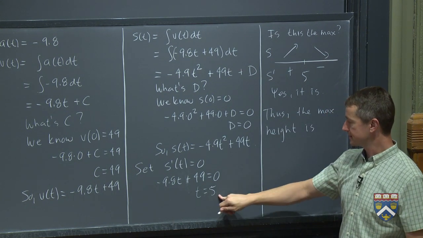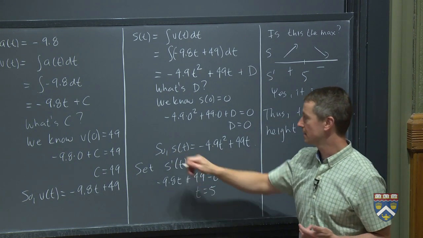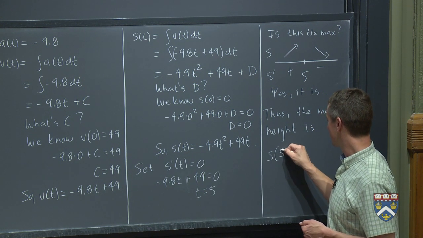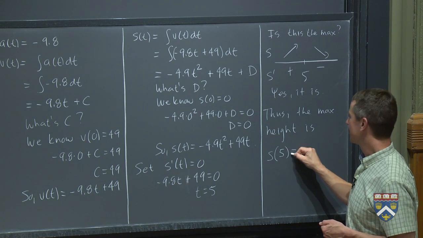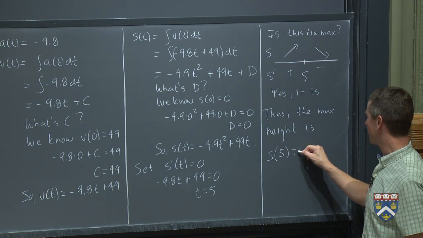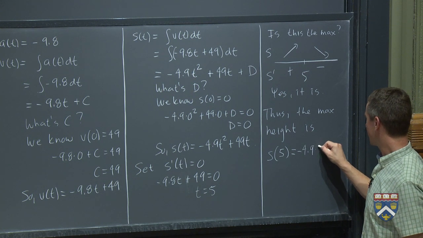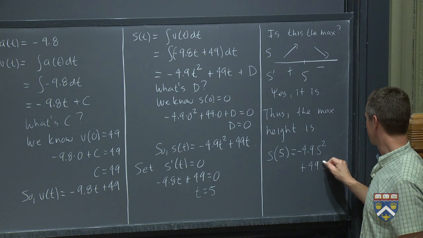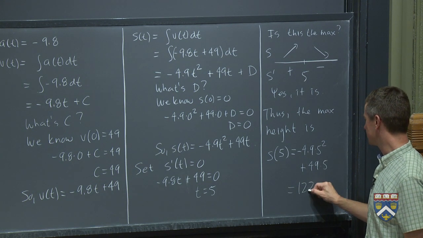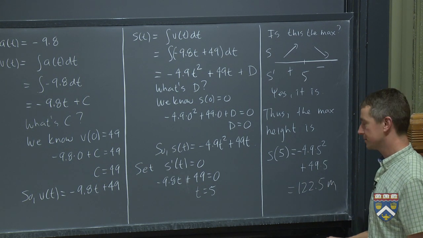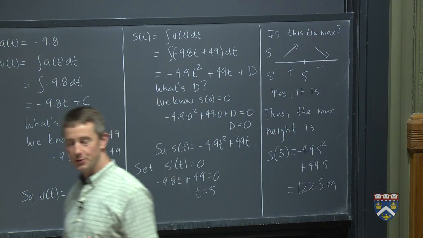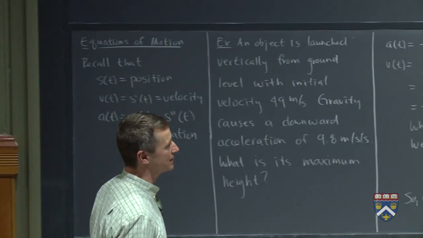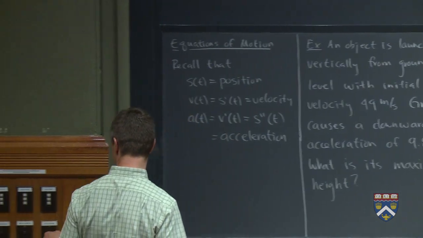Well, we're going to plug this 5 into the height function, S of 5. I know the S and the 5 look very similar. So if we plug 5 into this, negative 4.9 times 5 squared plus 49 times 5, that will work out to 122.5 meters. So as promised, now we know how to find the actual equations for these sorts of problems. Let's do one more.